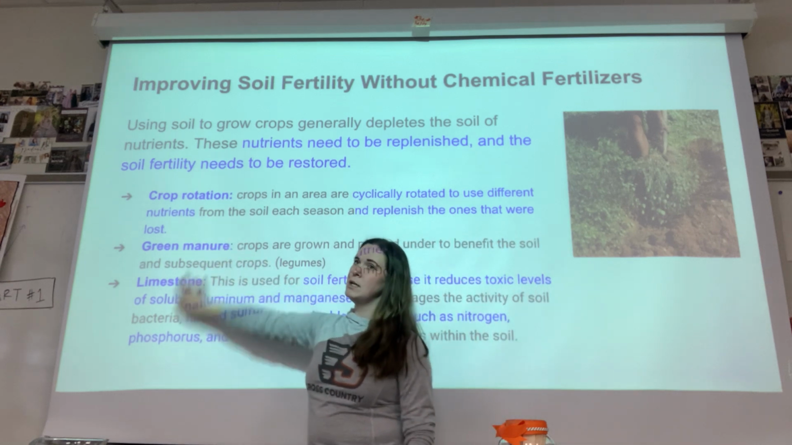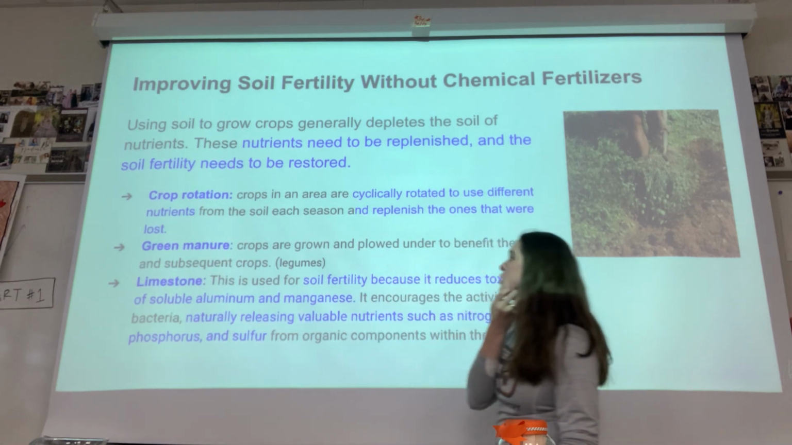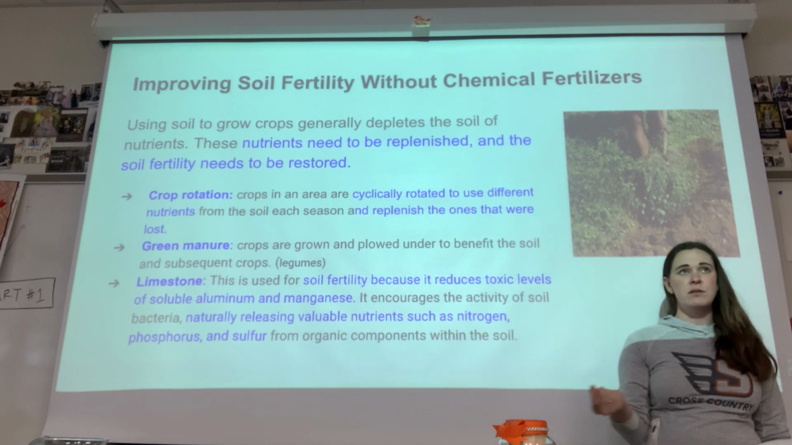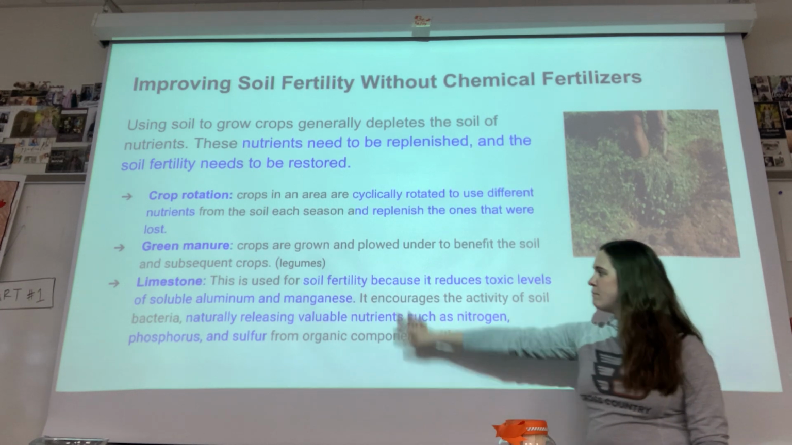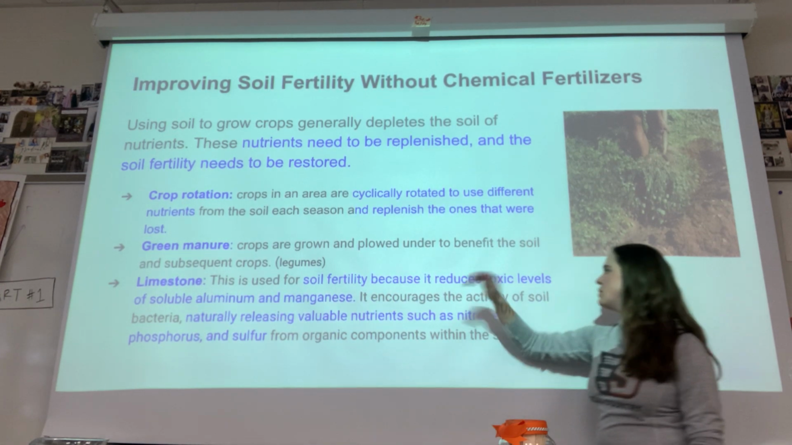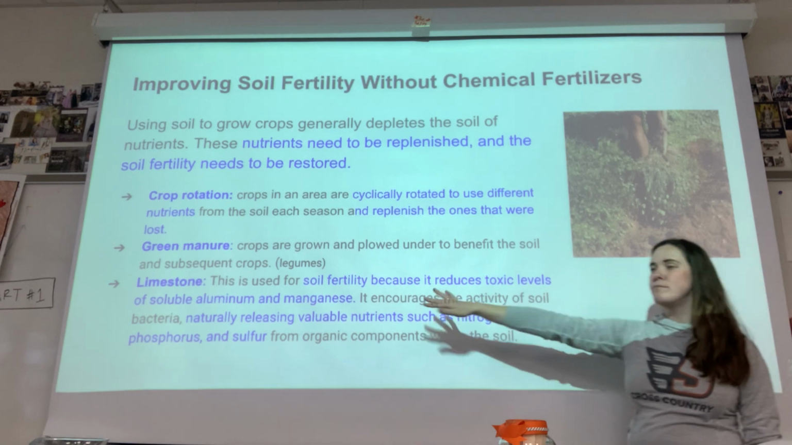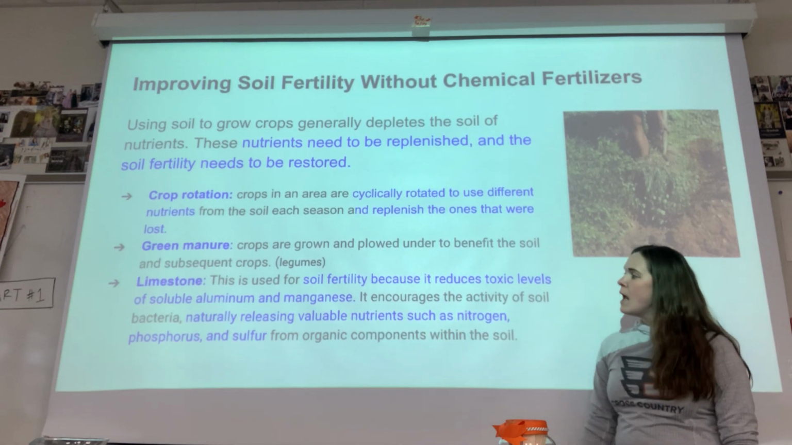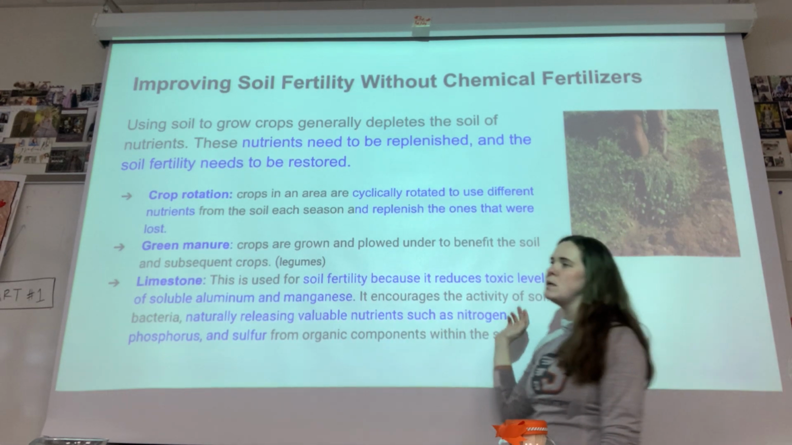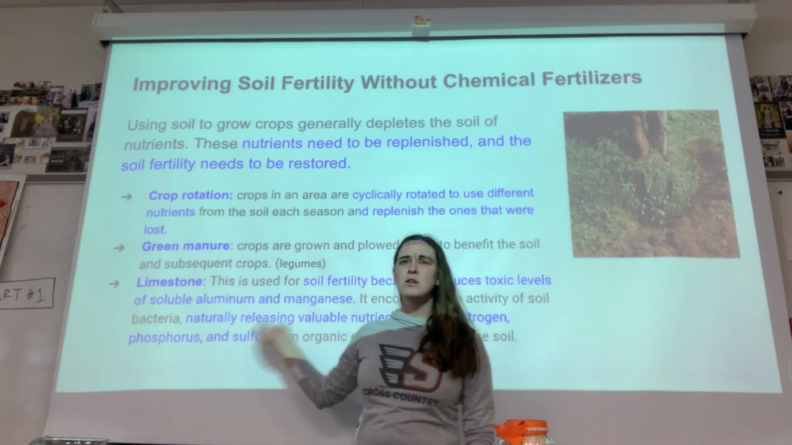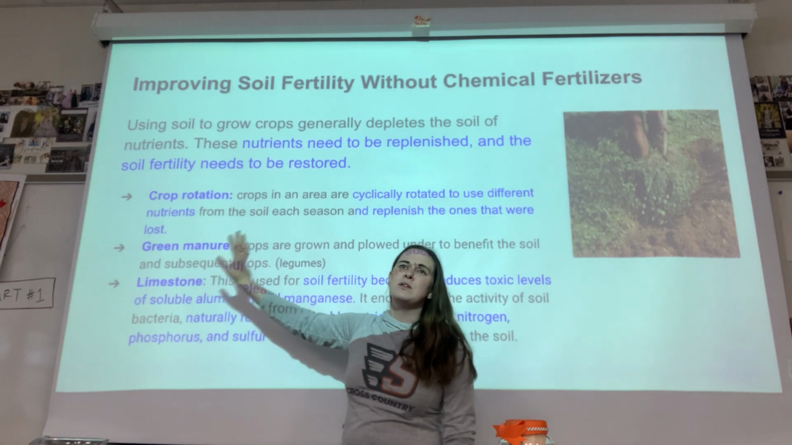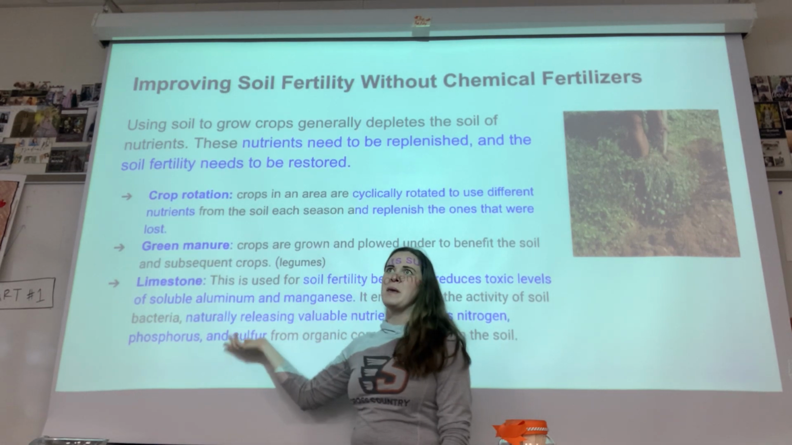Number 2 is green manure, where you plant crops that are nitrogen rich or can bring nitrogen into the soil. And then limestone. Limestone has a really cool ability because it reduces toxic levels of metals such as aluminum and manganese, and it releases valuable nutrients such as nitrogen, phosphorus, and sulfur, which are things that we usually put into the crops via fertilizer. So if we have limestone in our soil, we get all of these benefits without having to make the fertilizer itself.